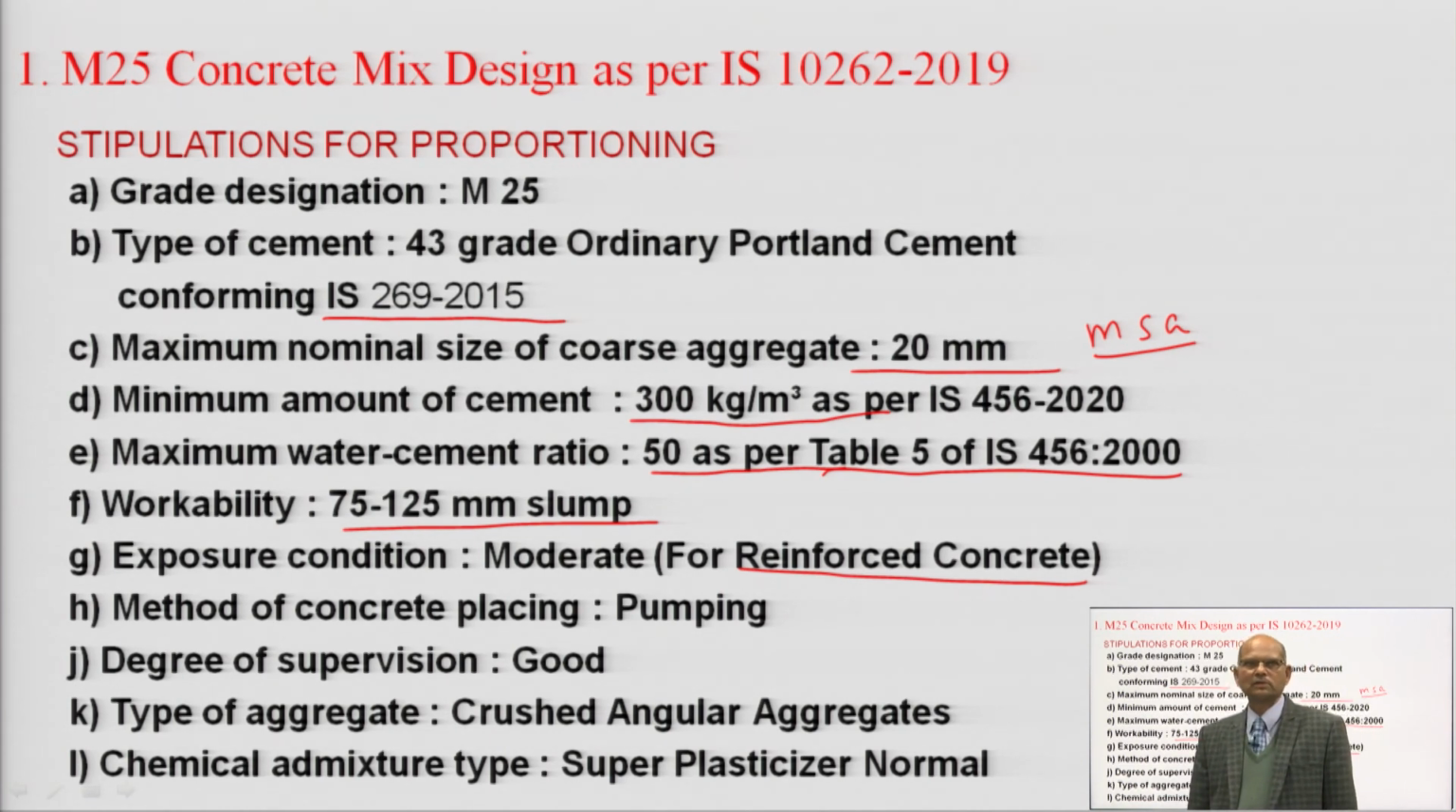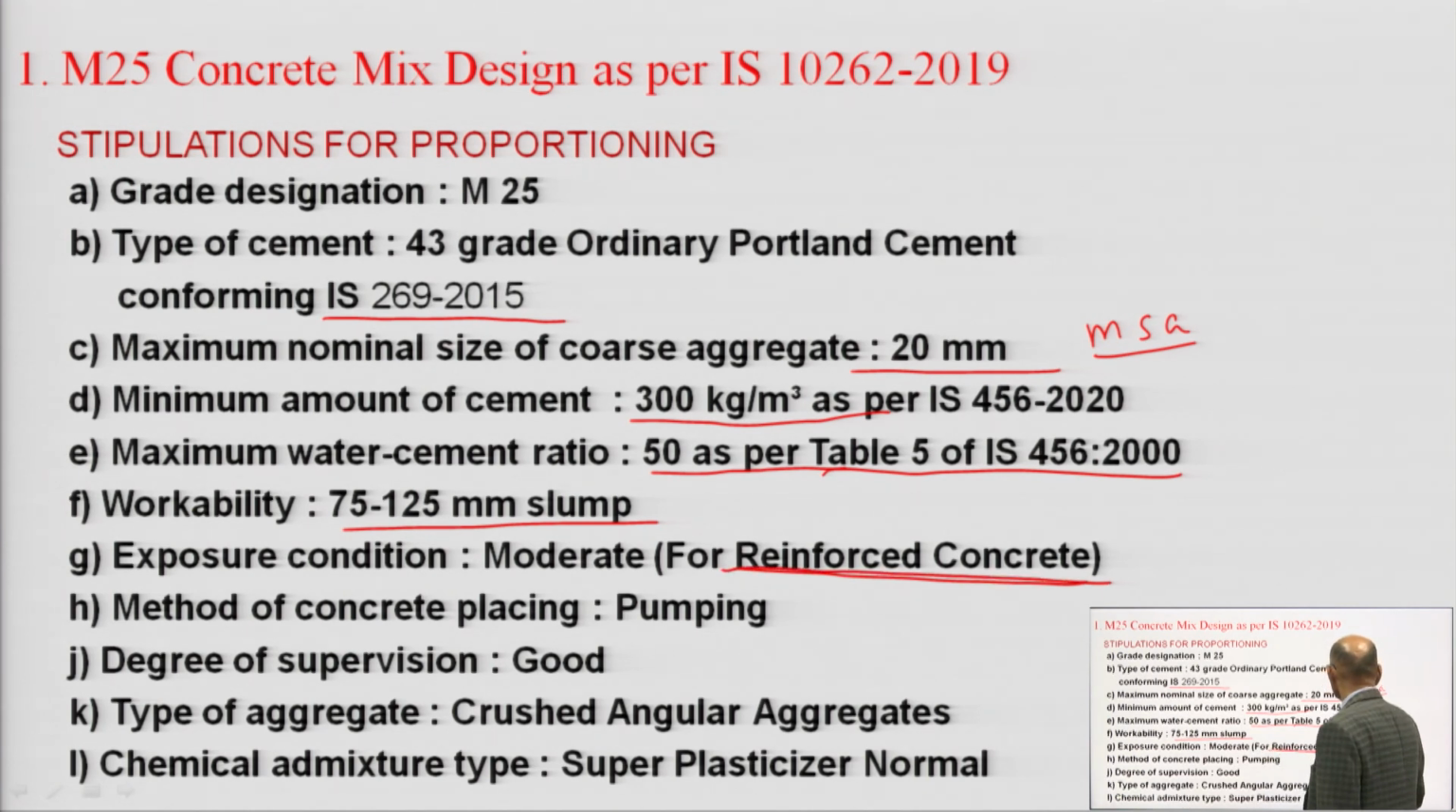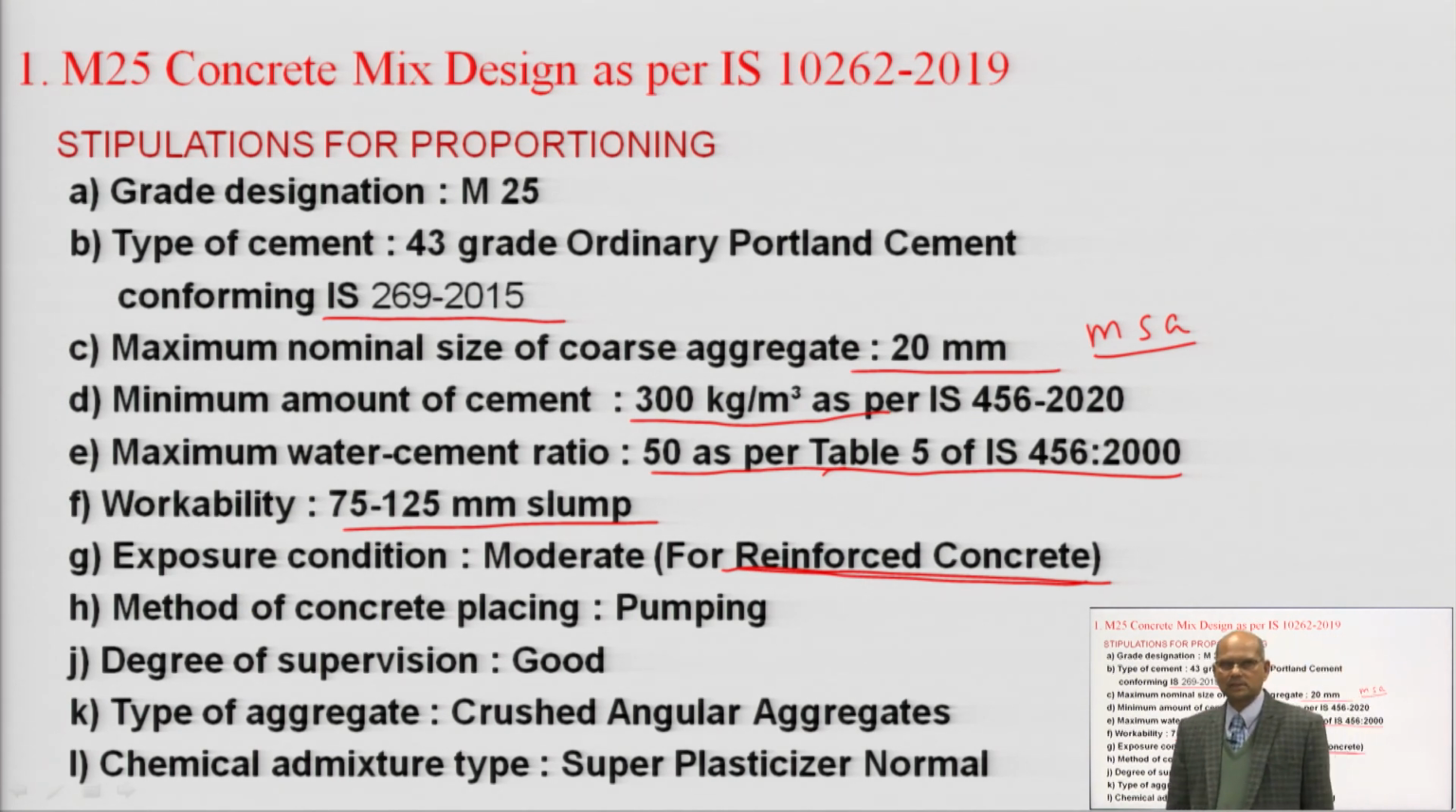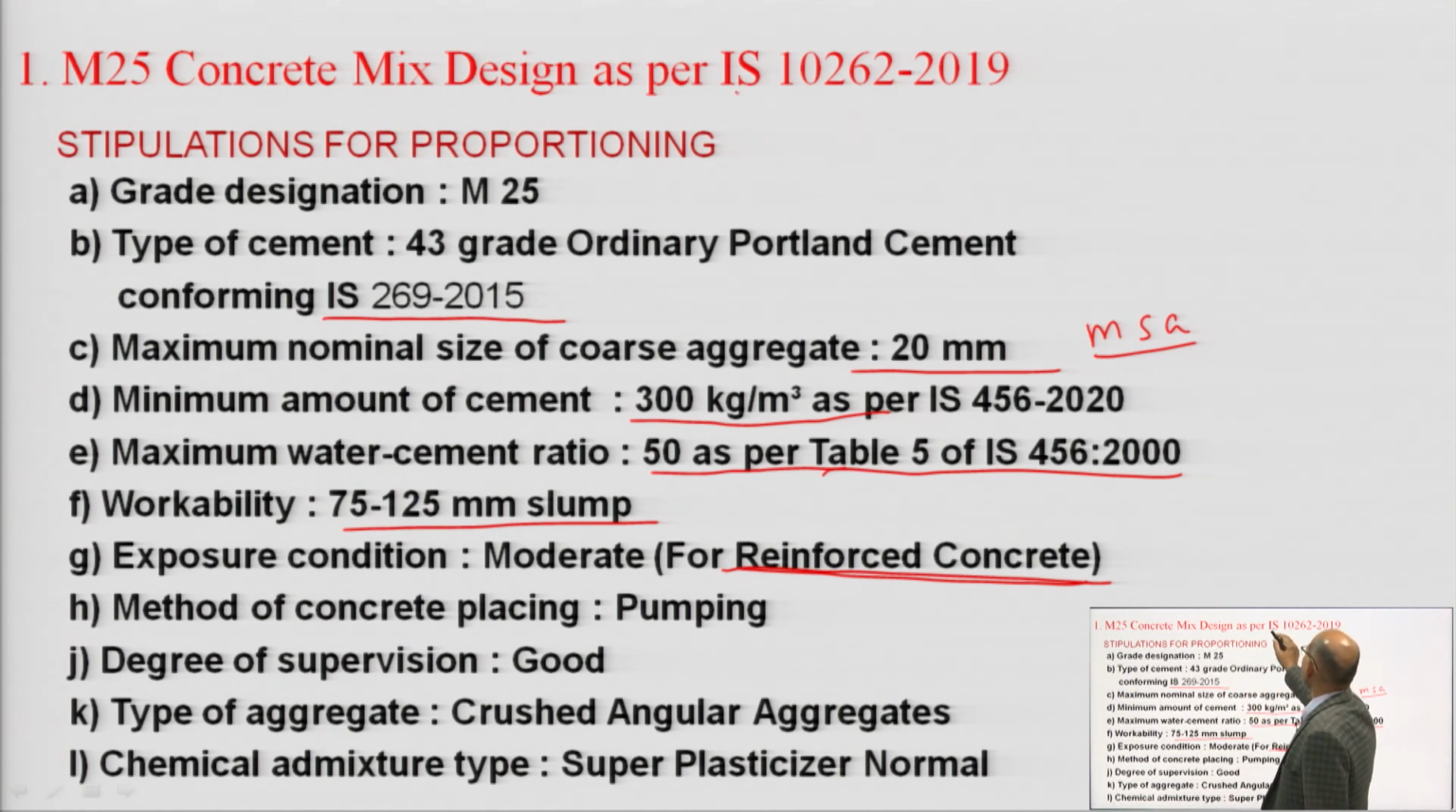So, plain cement concrete amount of cement and water-cement ratio specification is different from reinforced cement concrete. This is given in Table 5 of IS 456. So, we have to refer to IS 456 also, apart from referring to the IS 10262:2019 code. Okay. Then we have degree of supervision.